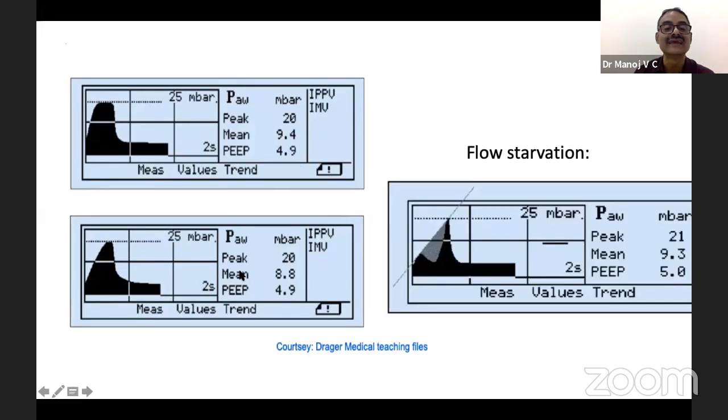So this is again one way to know the adequacy of flow. When the flow is less, you get a typical pattern. This is the flow starvation pattern that you get in the pressure waveform.